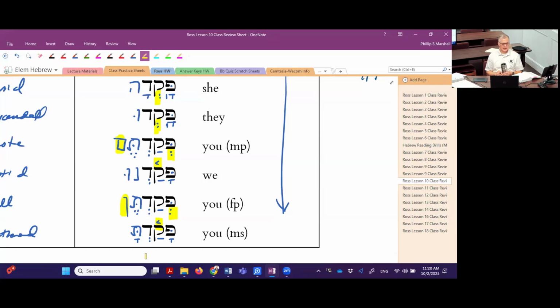Okay, good. So do you have a handle on the Qal perfect conjugation? Getting there. All right, keep practicing, keep singing your song, all right?